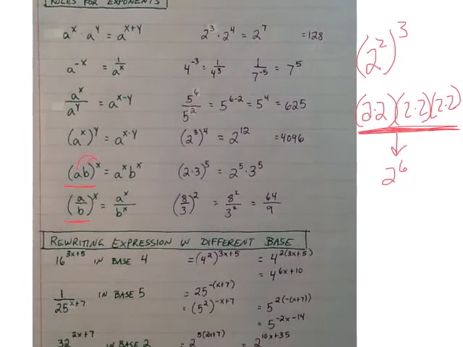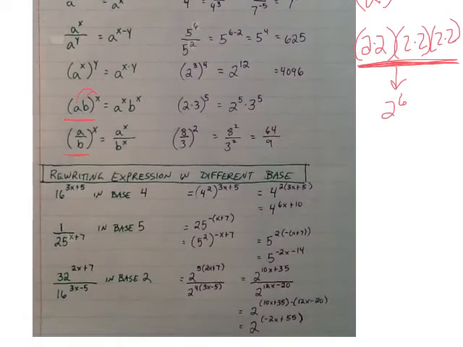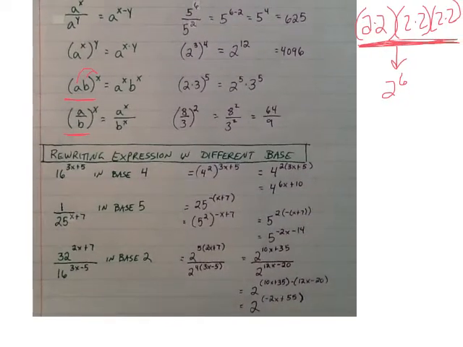Moving down the page, what we have is rewriting expressions in different bases. There are two sorts of things we should be able to do with this skill. One of them is to simplify using these rules, and the other is to write an expression in a different base. So here we take this expression and write it in base 4.